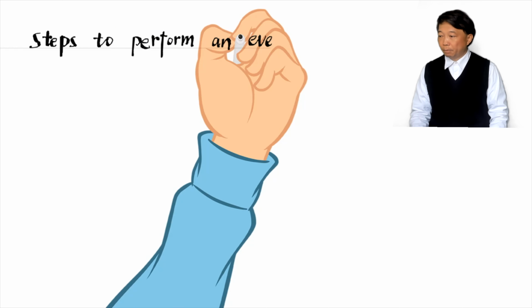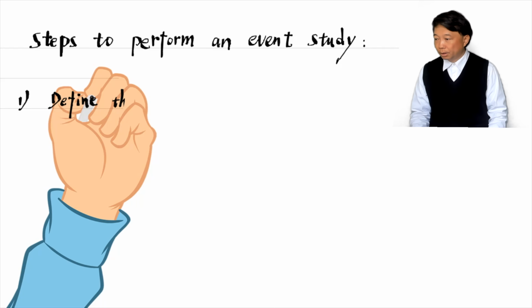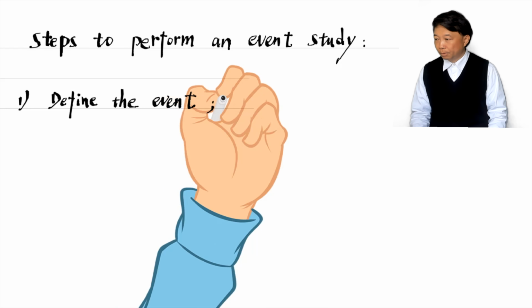To carry out an event study using a dummy variable, follow these steps. In the first step, we clearly define the event we are analyzing, such as the outbreak of a war, an increase in the minimum wage, or a change in legislation.